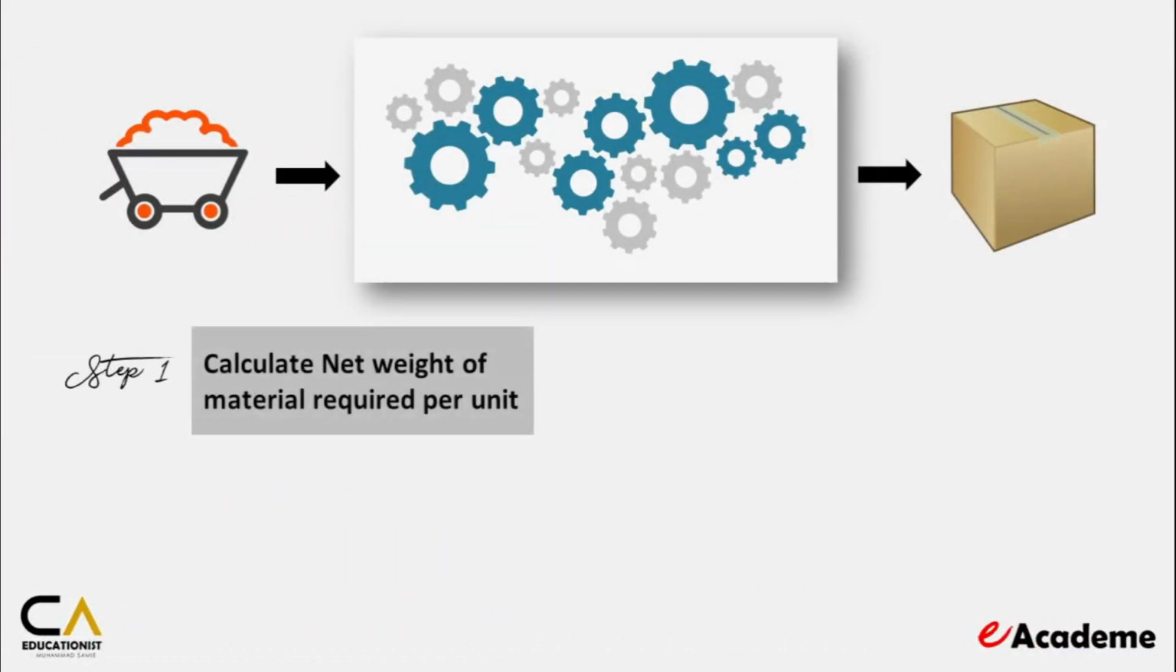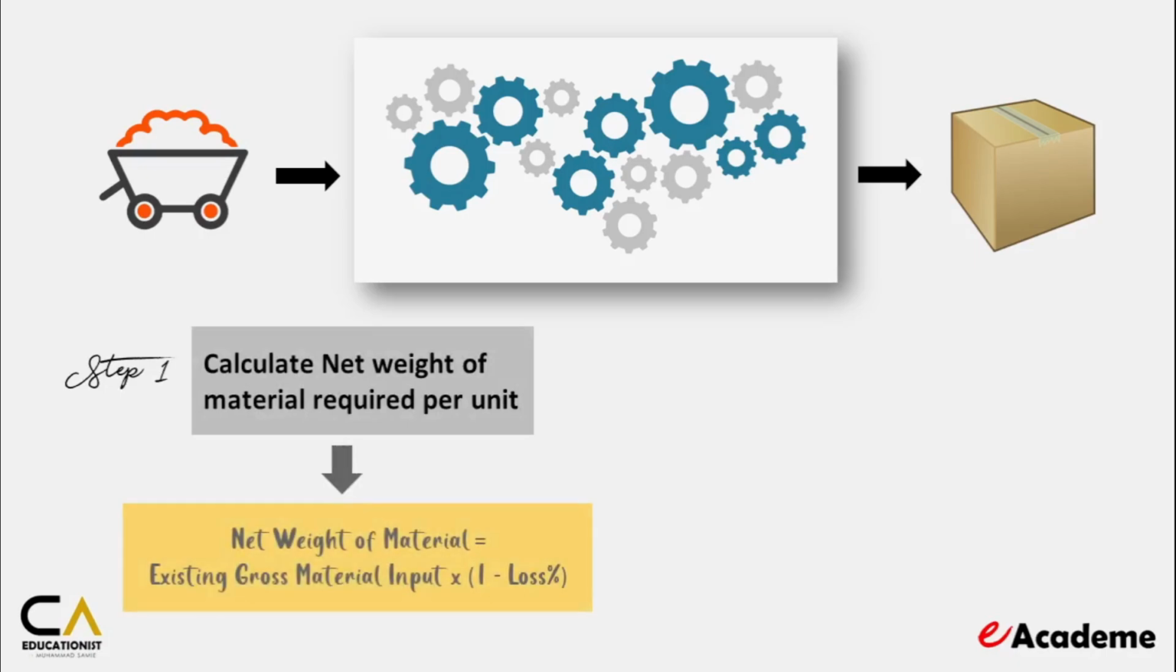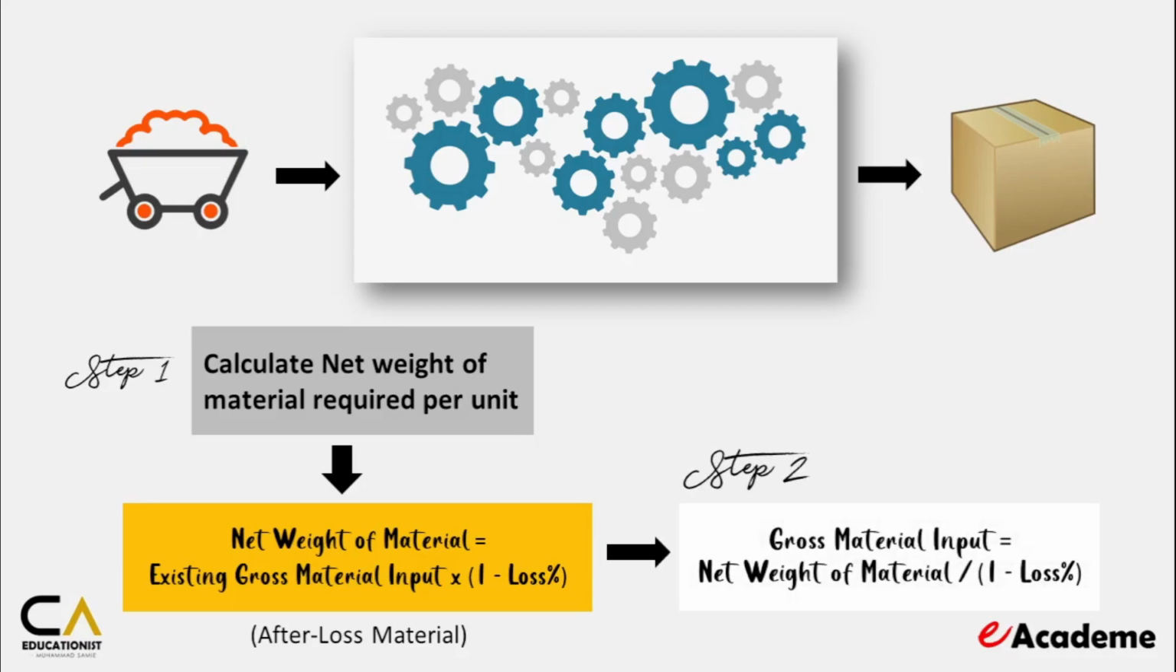This can be computed by first applying the factor of 1 minus loss percentage on existing gross material input. This will provide you with net weight of material or after-loss material required per unit, which is a recipe. That's it. You can now work it back with revised loss percentage to compute revised gross material input.